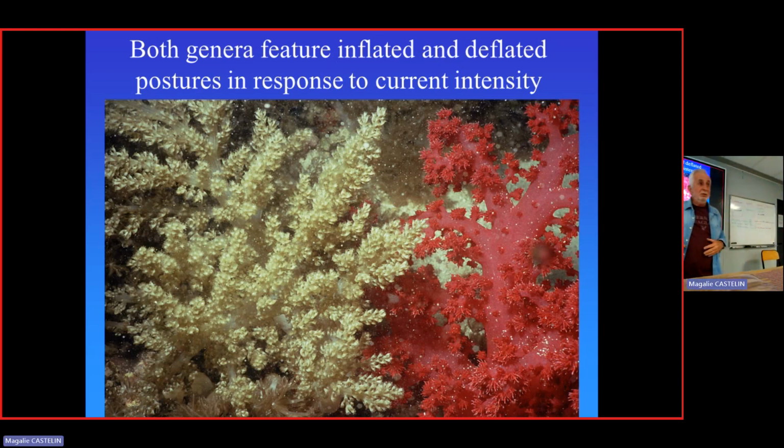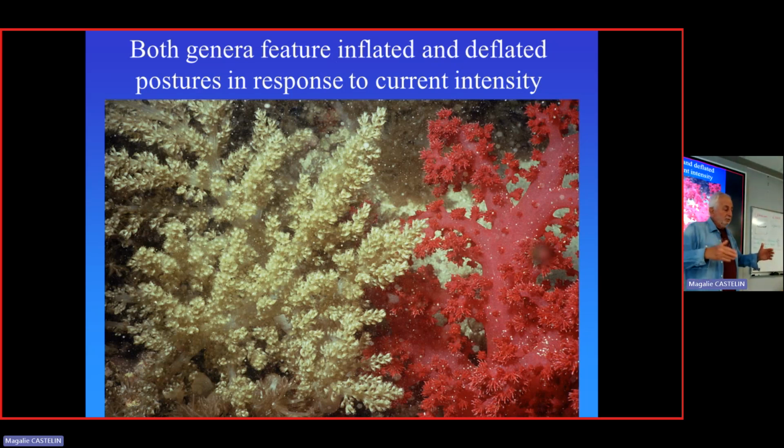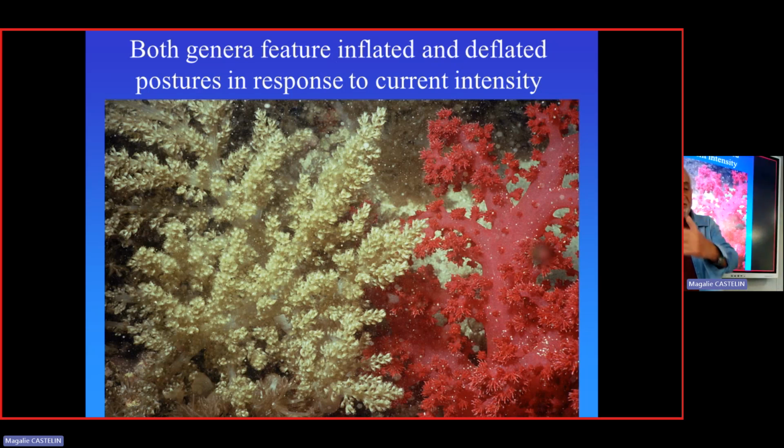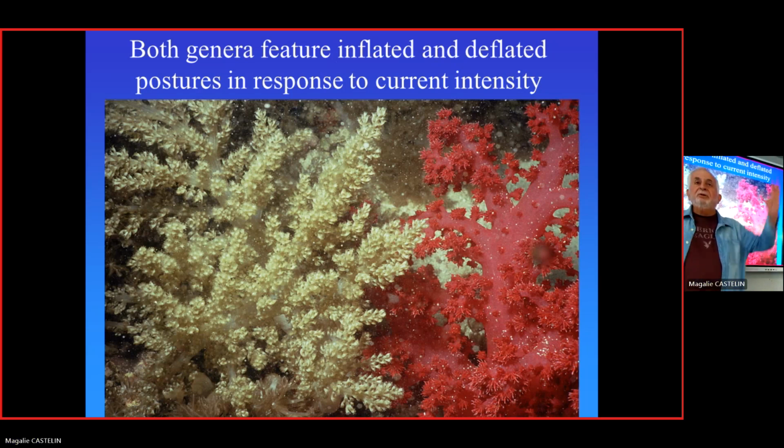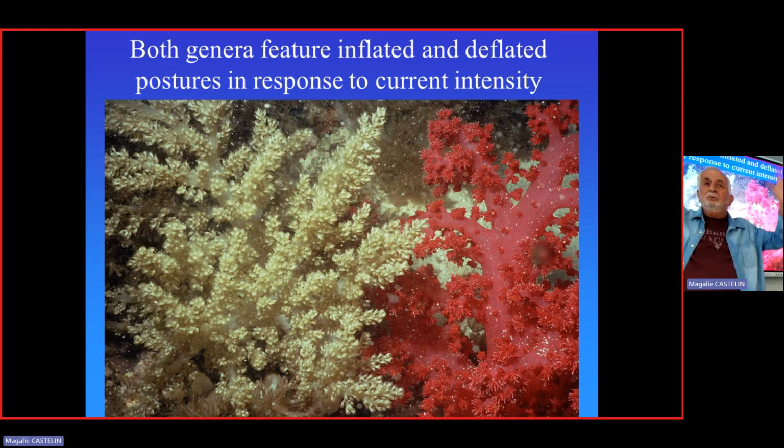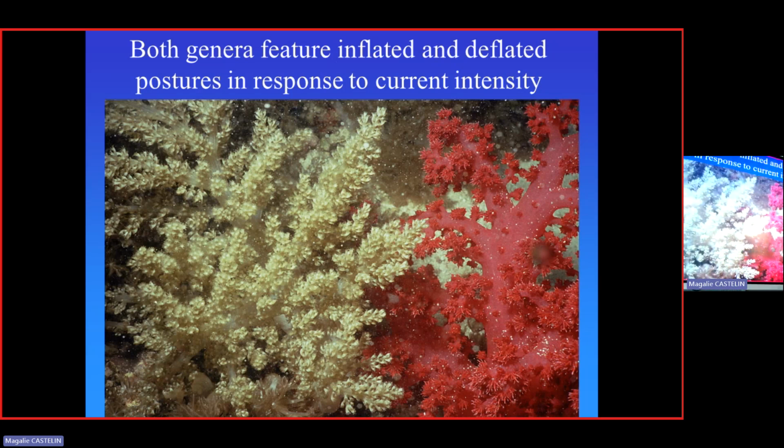The advantage for Dendronephthia is to have a habitat with a water current of, let's say, 25 centimeters per second, and then they can filter. The filtering device can withstand the water strength, the water current, okay?